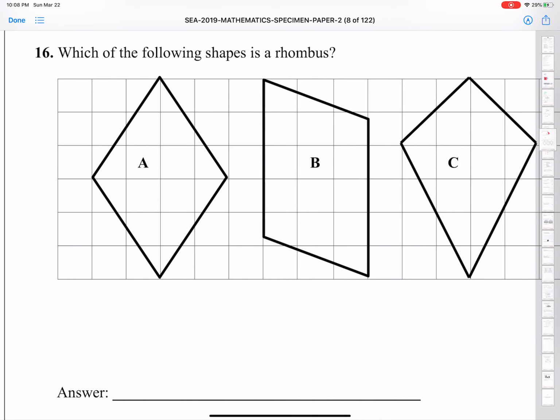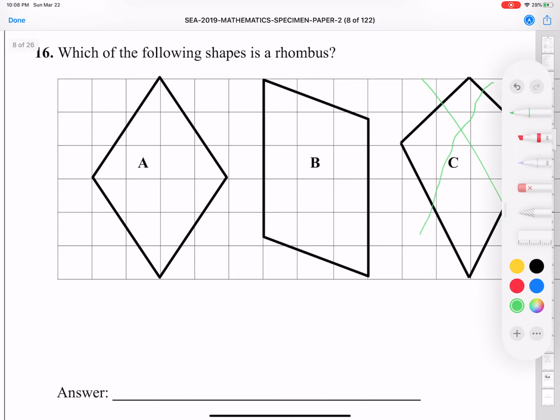This here is not a rhombus, it's a kite. Right? We can see it has two long sides and two short sides. Let's look at A and B. Now, what is a rhombus? A rhombus is a quadrilateral. We have two quadrilaterals here. A rhombus has no angles that are 90 degrees.